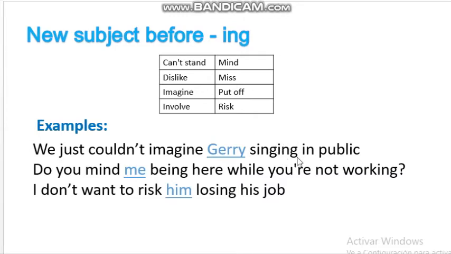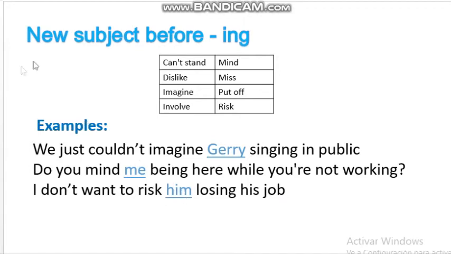Why do we write with ing? Because the verb is imagine. Imagine we have in the list. The other one: do you mind me being here while you are not working? The new subject is me, but mind is in the list, so the other verb is with ing, as you can see. The third example: I don't want to risk him losing his job.